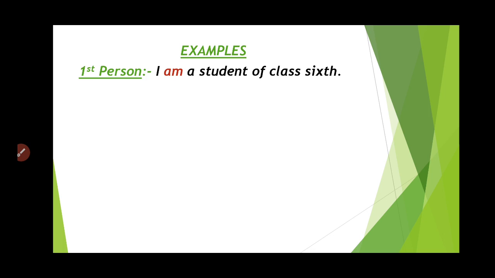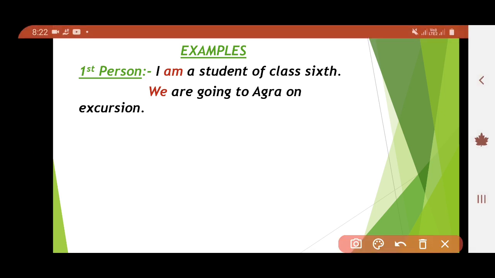Okay, first person example. I am a student of class 6th. This is one example. What I have told you earlier is that if we are going to say something, or write about the first person or the speaker, then we have to use what? I or we. Okay, so: I am a student of class 6. We are going to Agra on excursion. So I hope students you are clear with the first person examples.